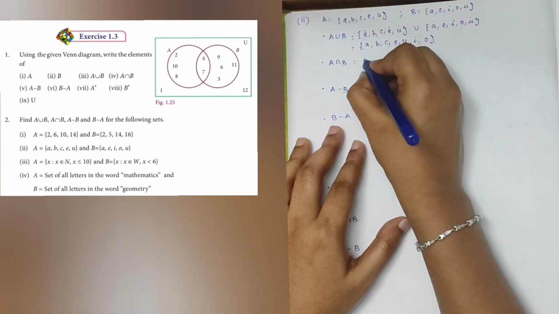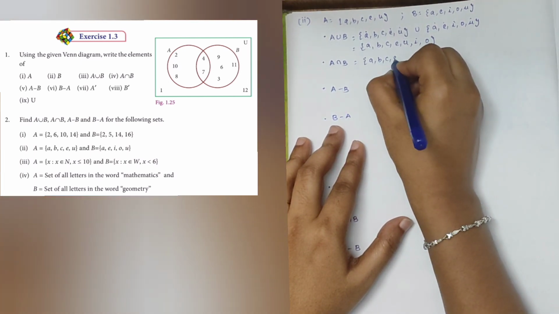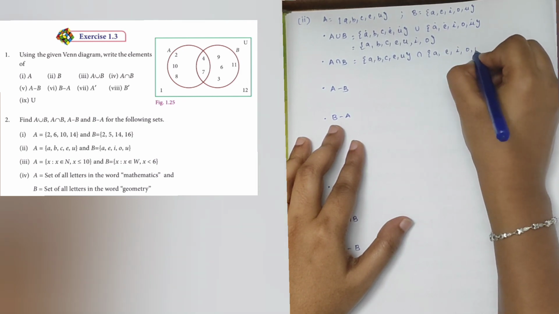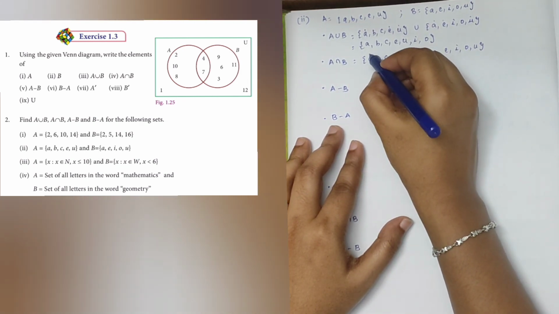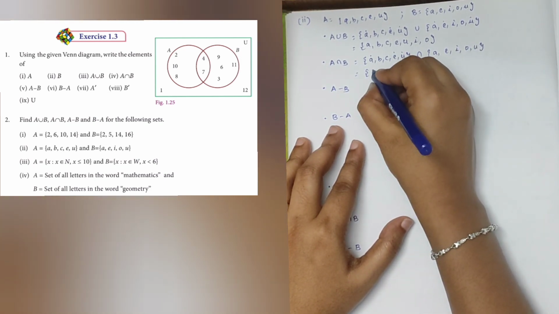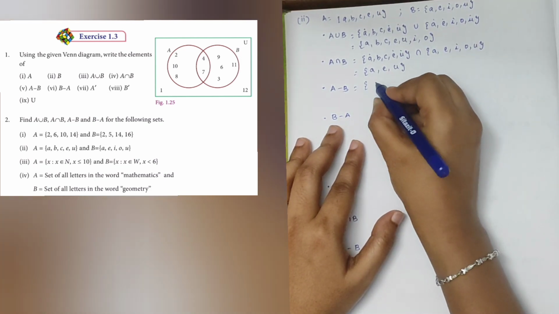Now do it for A intersection B. {A, B, C, E, U} intersection {A, E, I, O, U}. Now list out the common elements, that is A, E, U. Note down the common elements. That is the answer for this: A, E, U.